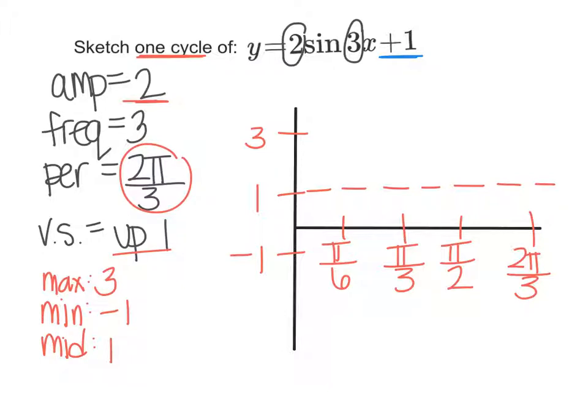So I'm ready now to start plotting. Remember that this is sine, which means I start in the middle. I always start at my midline. So I'm going to plot right on 1, then I'll go up to 3. Then I come back down to my middle and down to my minimum, and then back up. Remember, when you connect your points, you're doing it smoothly. You don't want jagged edges on a trigonometric graph. So you get something that looks like that. That's an example of graphing a transformed sine function.